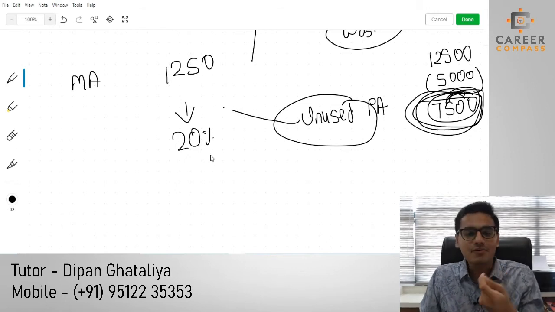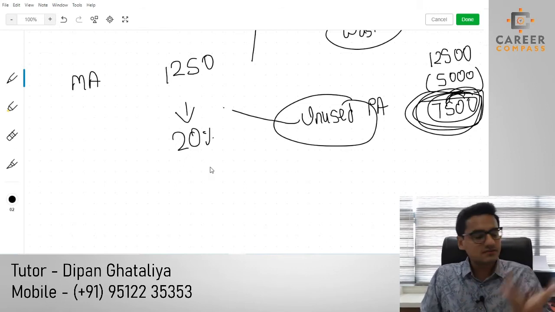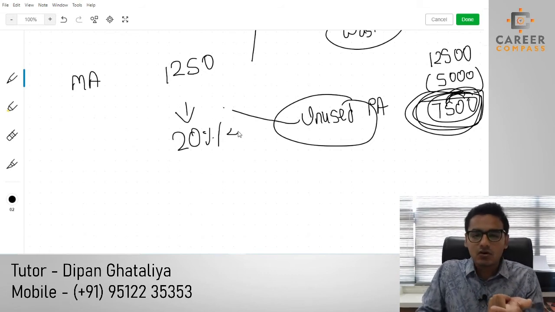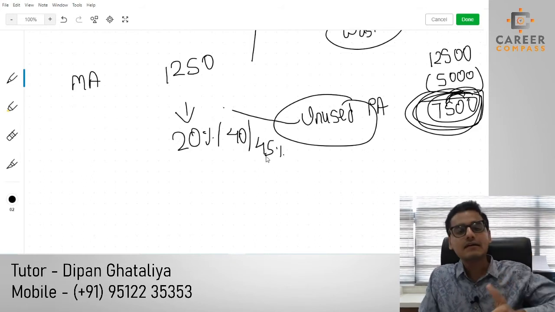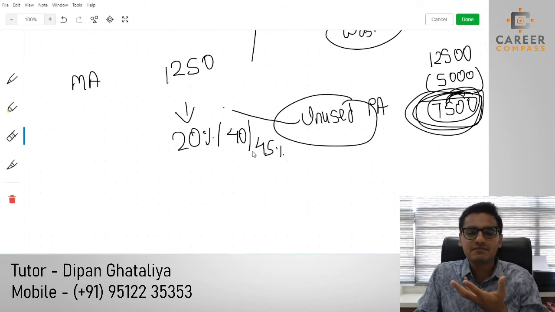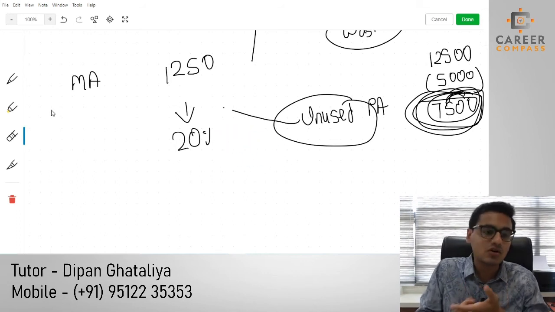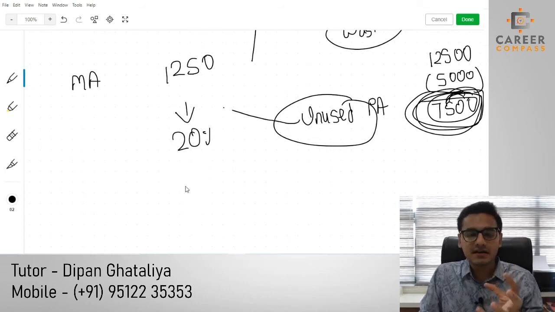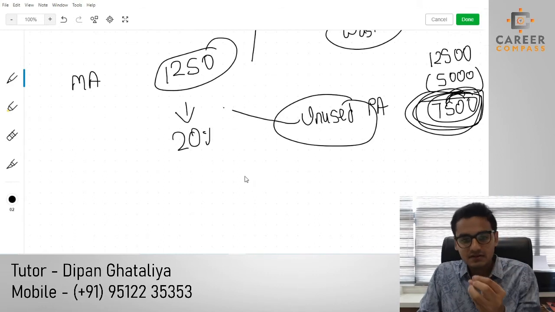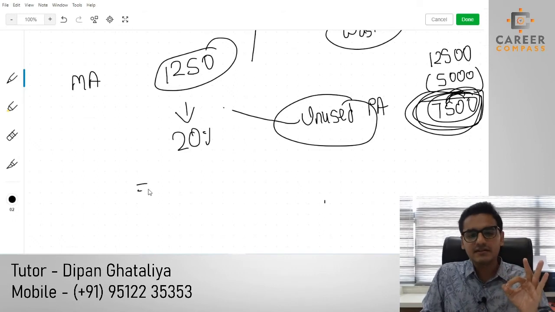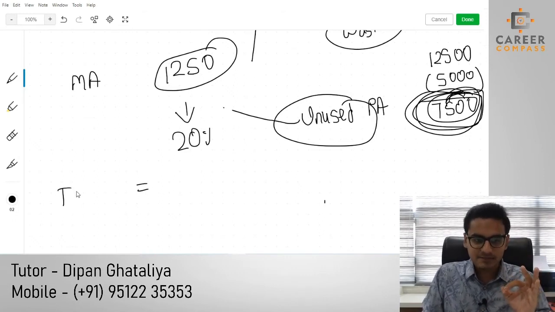You will tell me, sir, how do you determine the 20%? So students, a person can get tax benefit at a 20% or 40% or 45% rate, not more than that. But here, as we already know that both the parties are basic rate taxpayers, the maximum tax benefit that is possible is 20%, because both the parties are basic rate taxpayers. So we can say that the husband, by receiving 1250 of the personal allowance, will get the tax benefit of 20%.